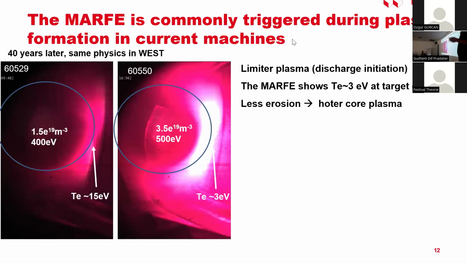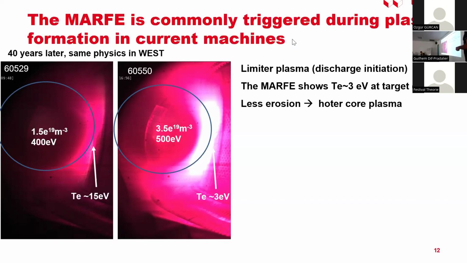So an example here of a MARF observed in West this year. This is a circular plasma, and we always get it when we initiate the plasma in the chamber. The plasma is touching the inner wall, and you have here two examples of a visible image taken of this plasma. On the left, it's a low density, so 1.5 10 to the 19 per cubic meter, 400 eV at the plasma center, and the plasma at the contact with the inner wall is about 15 eV. So there is a bit of erosion, a bit of radiation.